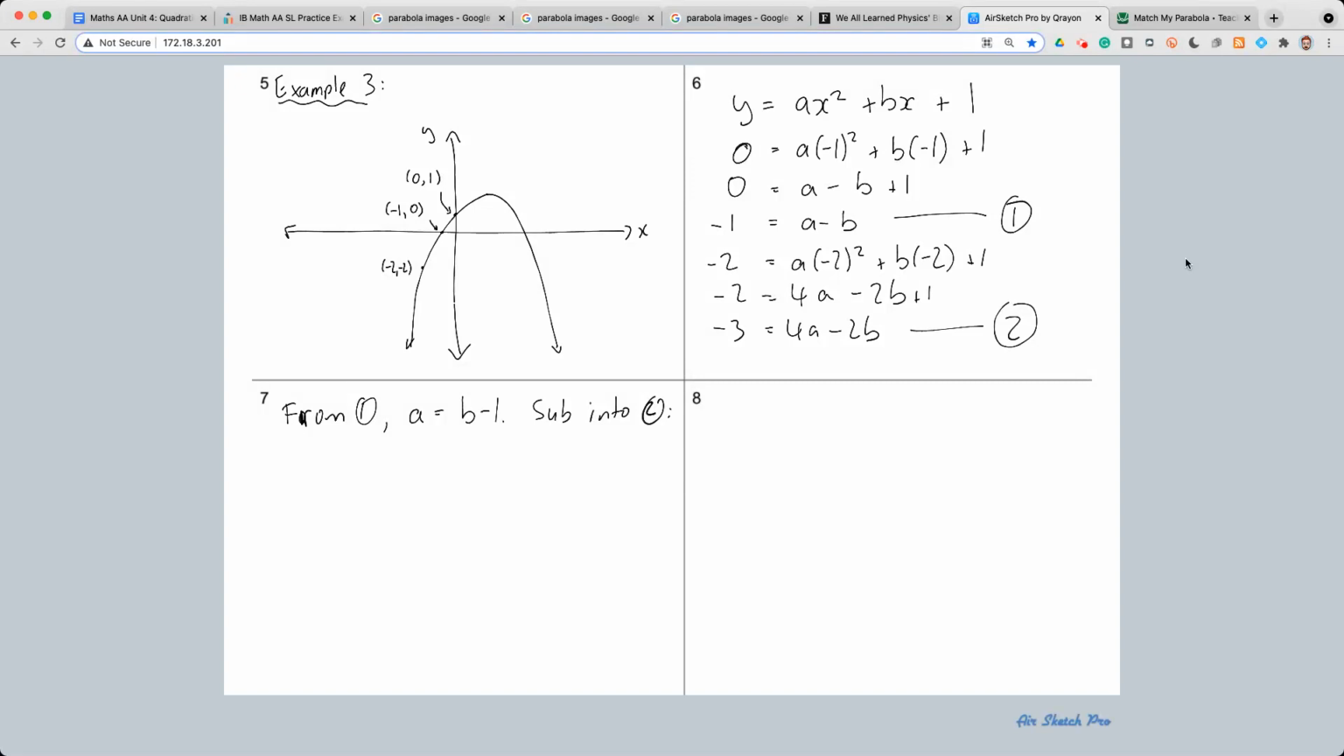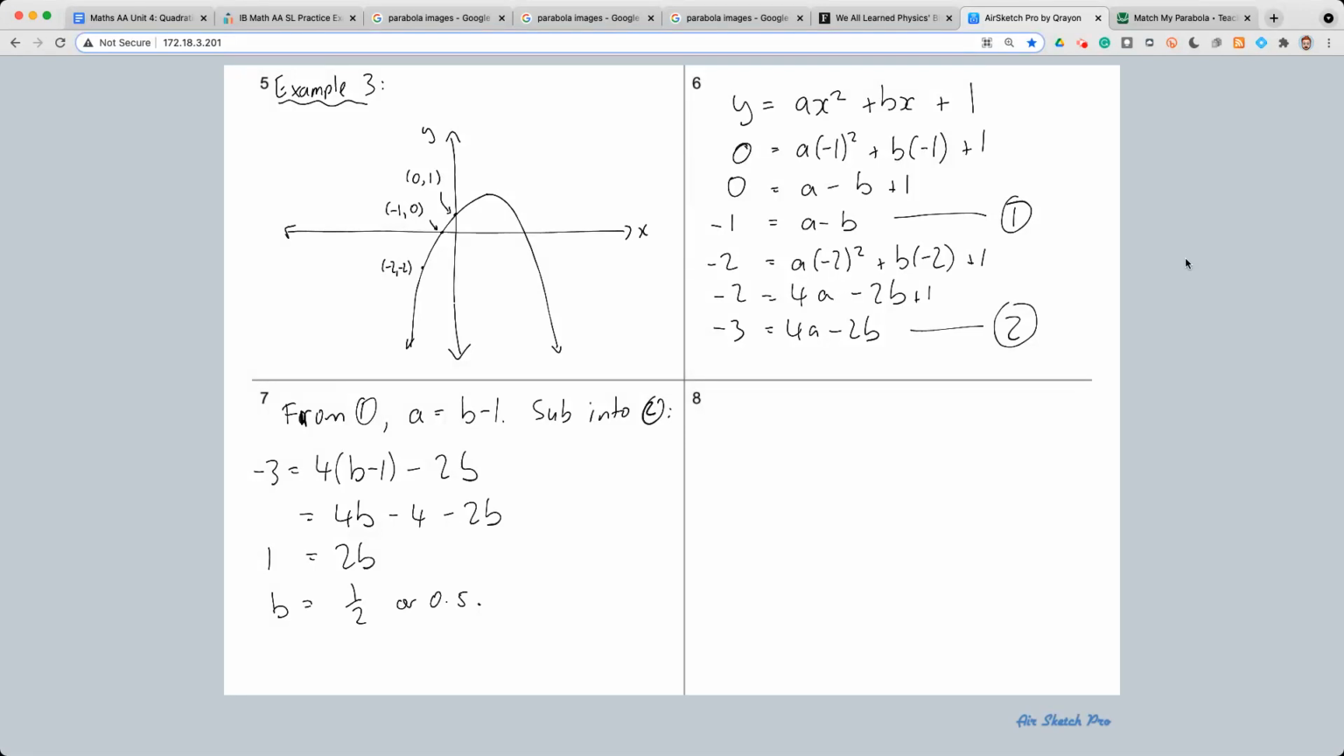So I can get negative 3 is equal to 4 multiplied by b minus 1 minus 2b. Now I have an equation with one unknown. Hooray! Now I can figure out what's going on. So I've got 4b minus 4 minus 2b. Add 4 to both sides to get 1, and 4b take 2b is 2b. And so I've got b is equal to 1/2 or 0.5.